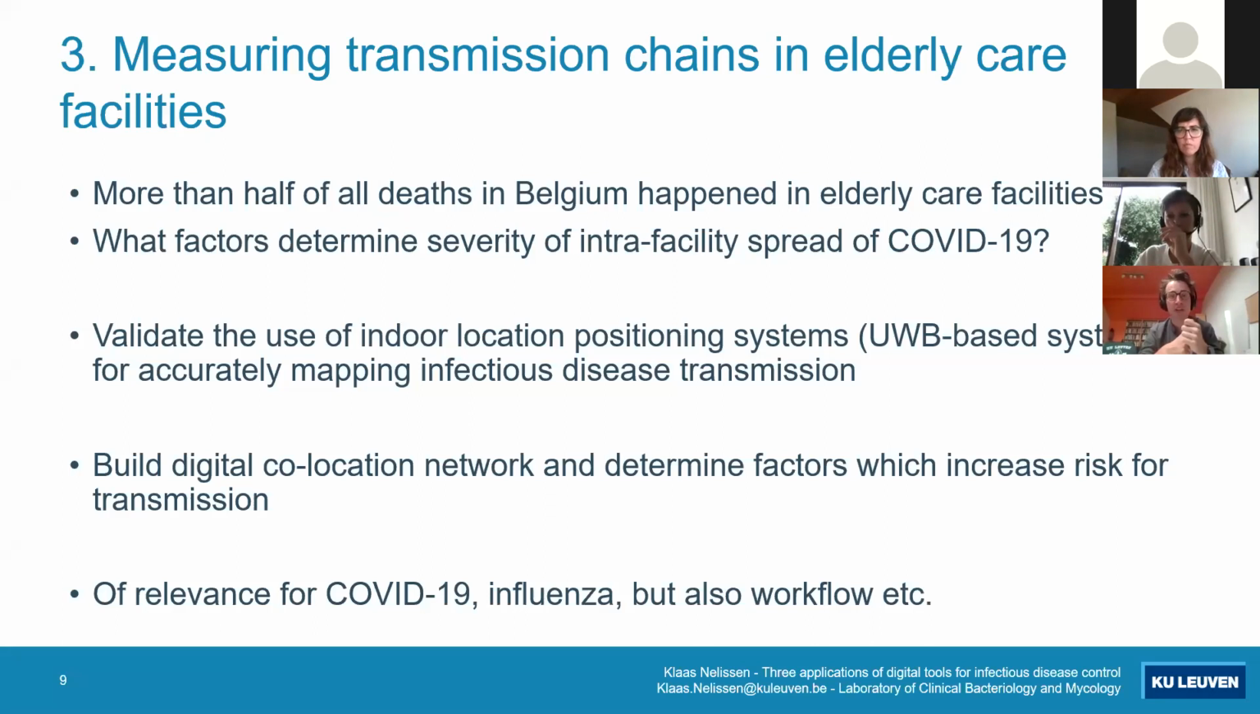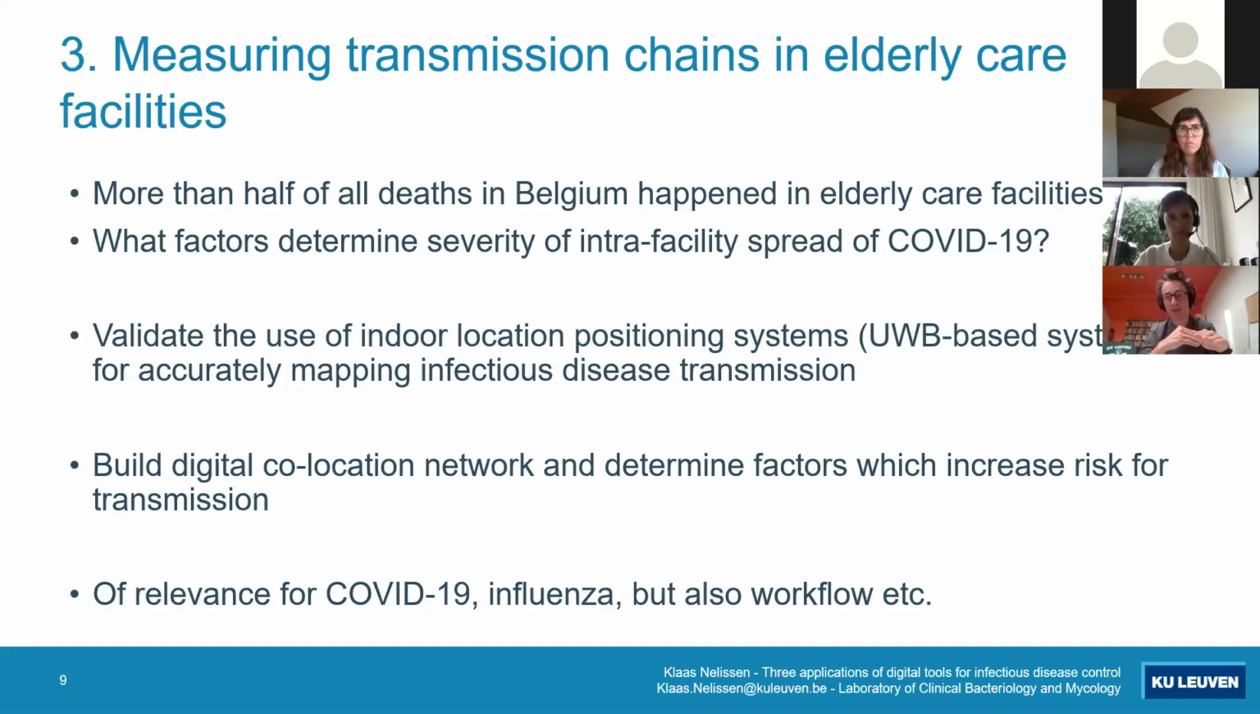We'll use social network analytics, and those will enable us to determine the factors that increase the risk for transmission of COVID. So we'll be able to say, well, if you are within 2 meters for this amount of time, your risk for transmission increases by this percentage, for example.